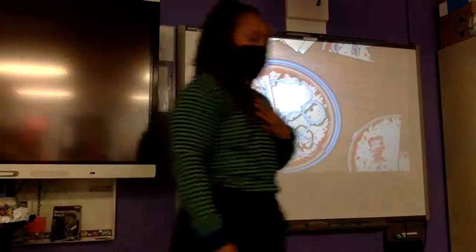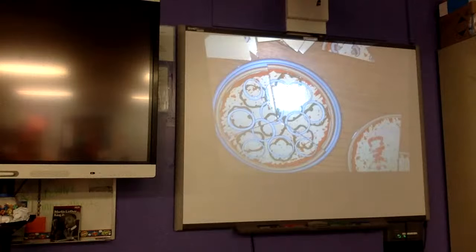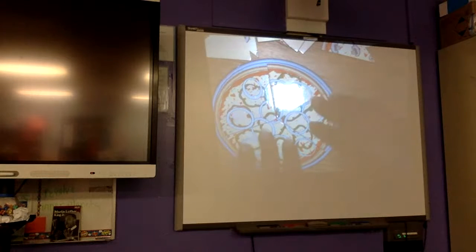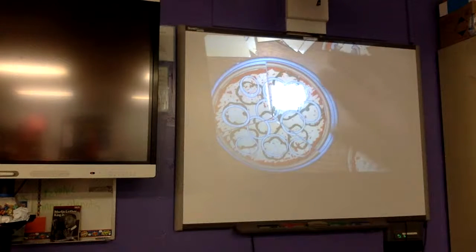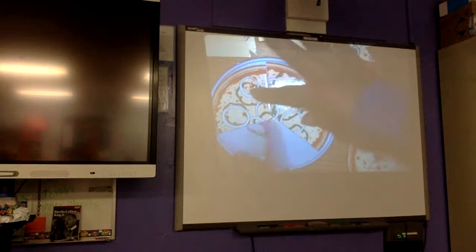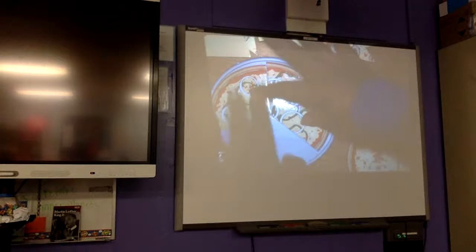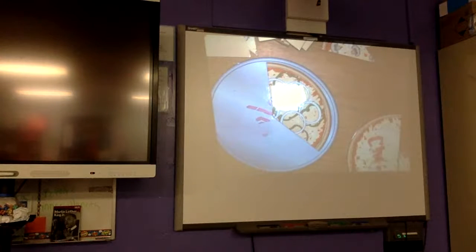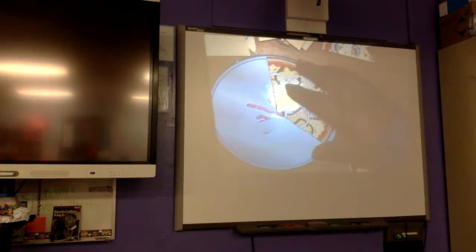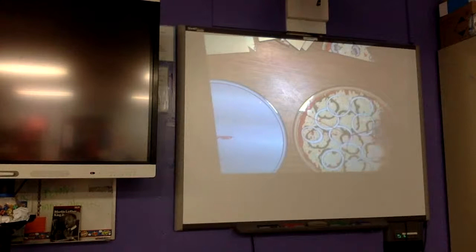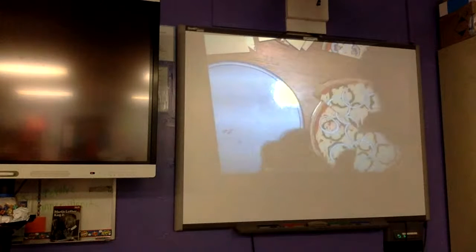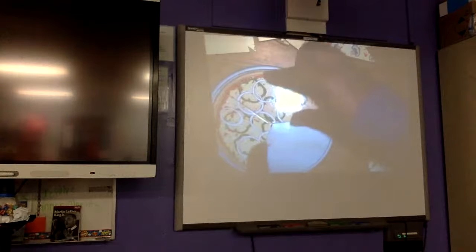So, got my pizza pan, right? Miss C eats 2 of these pieces. Pizza's cut. She eats 2 of them. Probably should have done that a little bit different, but here's our pizza. Here's Miss C's plate. She puts 2 on her plate and eats them up.